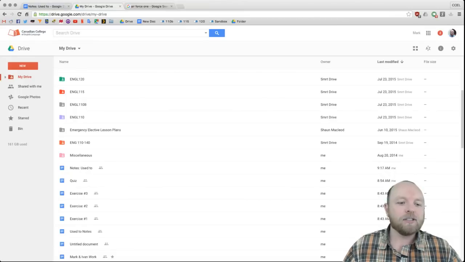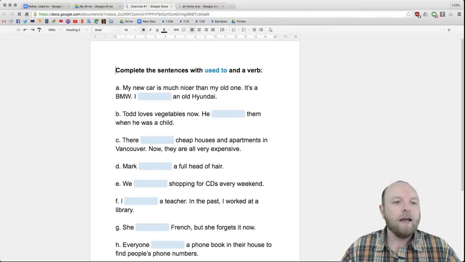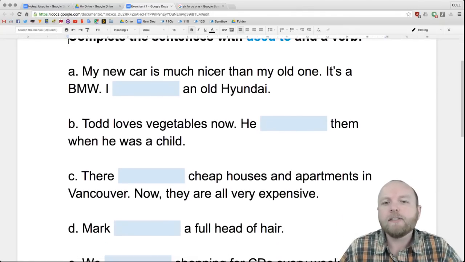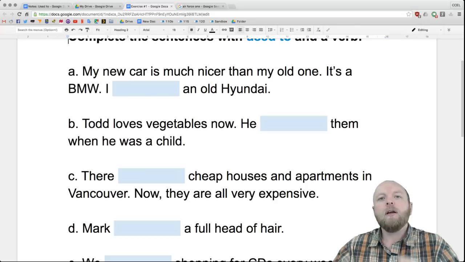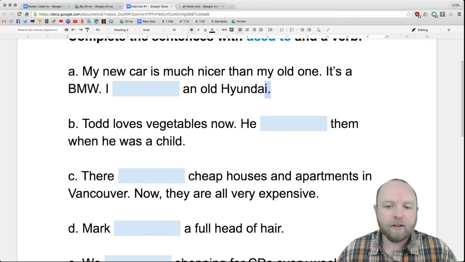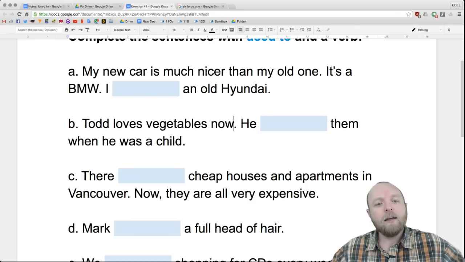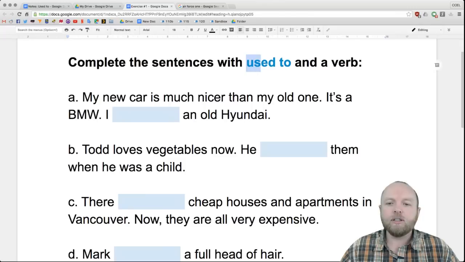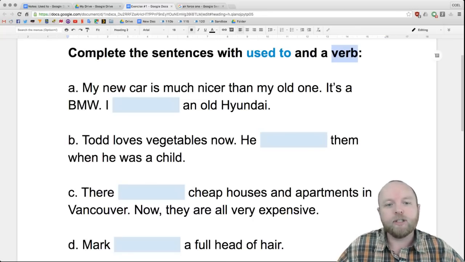Anyways, it's exercise time, guys. So let's open the exercise. I'm going to make it a little bigger for you. Okay, your job is to look at the sentences, and in the chat, please write an answer. Don't write everything, that's going to take you too long. You can if you want, but just write the letter and the missing words. Now, you must use used to and a verb. So you must think, which verb should I use?